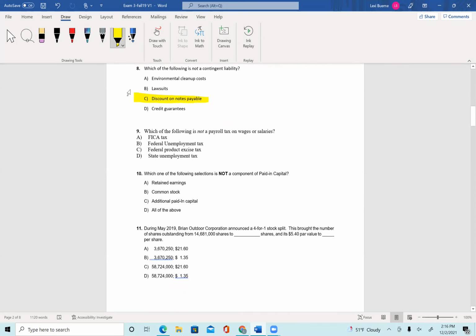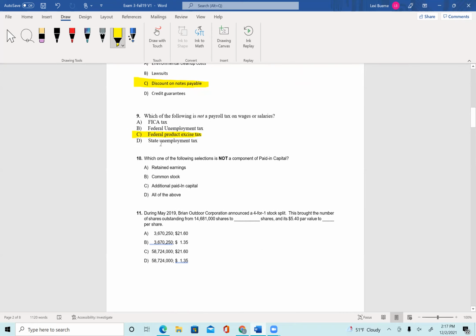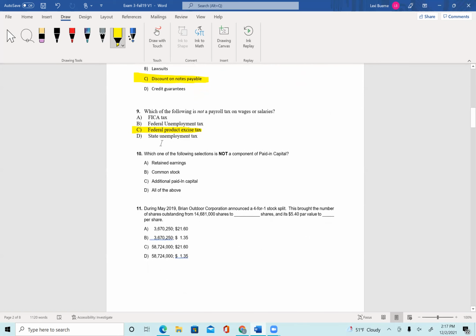Which of the following is not a payroll tax on wages or salaries? So think of the homework that we did. We never used the federal excise tax. We used the other three though. Which of the following selections is not a component of paid-in capital? Retained earnings is not. So retained earnings is most similar to net income. So it's not paid-in capital.